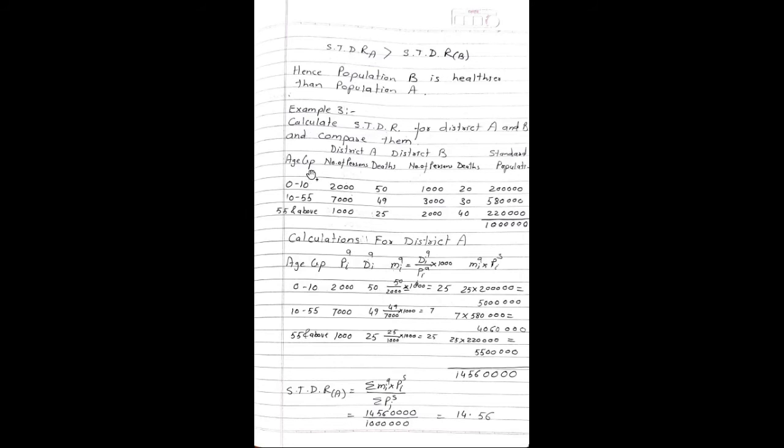So age group, number of persons for district A, number of deaths for district A, age group, number of persons for district B and number of deaths for district B, and age-wise standard population is also given. See the data. Age group 0 to 10, number of persons for district A are 2000, number of deaths are 50. Age group 10 to 55, number of persons are 7000, number of deaths are 49. Age group 55 and above, number of persons are 1000, number of deaths are 25.